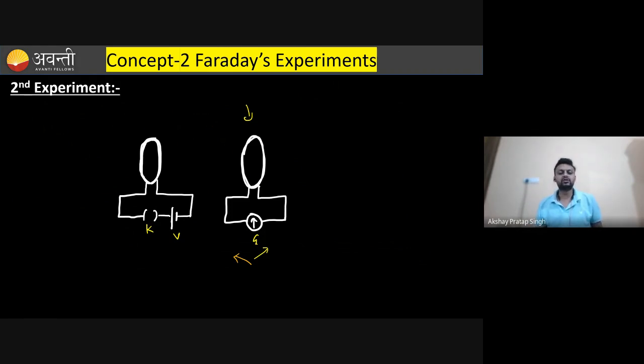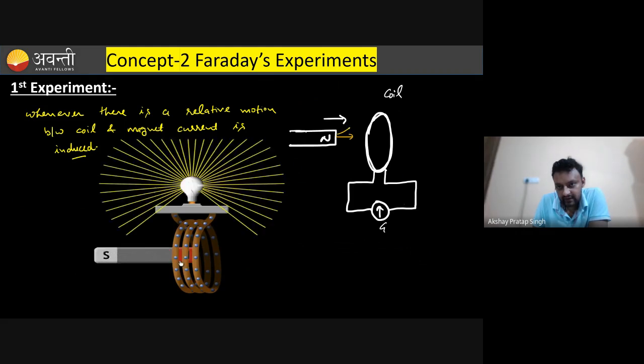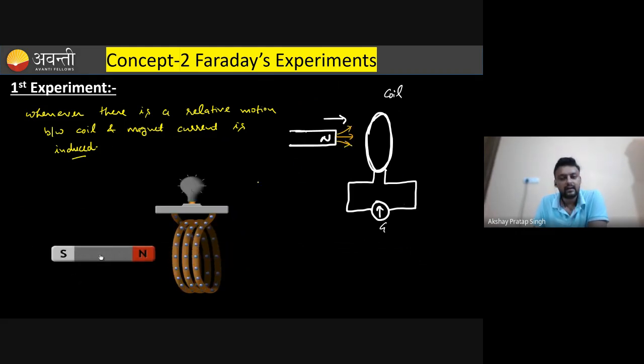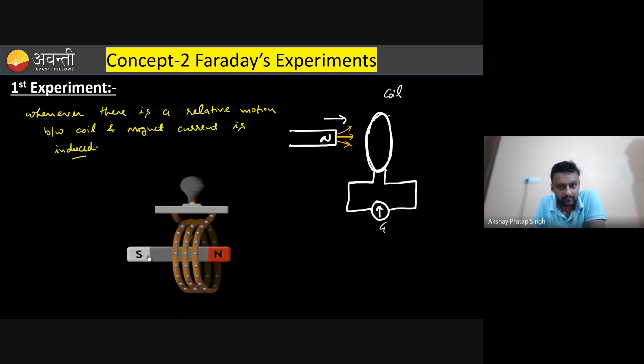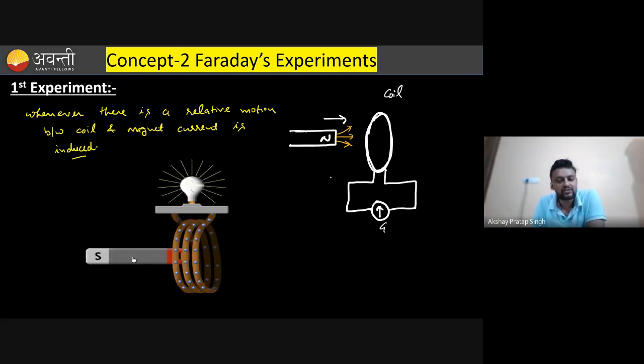In both these situations, if you look closely, the magnetic flux with the coil is changing. Like you can see in the previous diagram here, this magnet has some magnetic field like this. As you know from the previous chapter, the magnetic field is stronger near the poles and weaker away from the poles. Now, I am moving this magnet towards the coil, so this pole is reaching towards the coil.